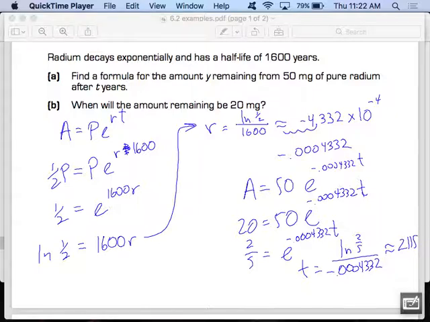0.0 what? 85. Can somebody confirm? Yeah. Awesome. More than 1,600, we're happy.